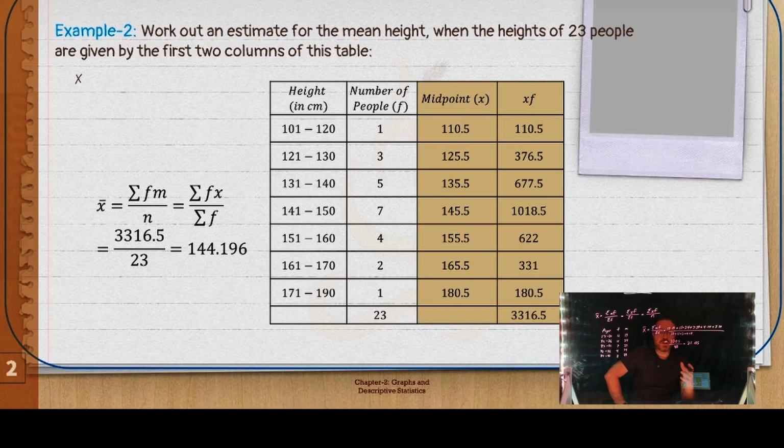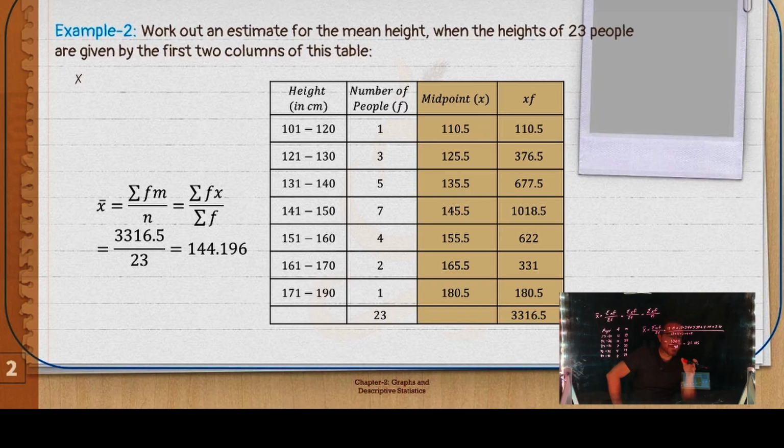You find the midpoint of each. So the first group, you have 101 plus 120 divided by 2, you get 110.5. And you'll notice that it's 4.5 higher than the lower value. So again, next group, you go up by 4.5, you get a midpoint of 125.5. Next group, you go up by 4.5, you get 135.5. Next group, go up by 5.5, you get 145.5, 155.5, 165.5, and 170.